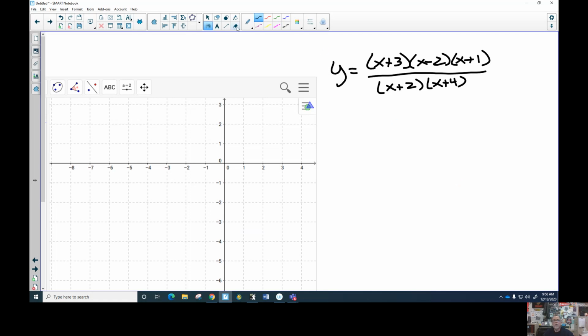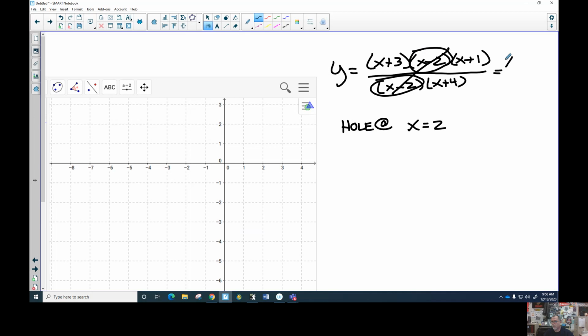I'm sorry, I did that wrong. This is x minus 2. All right. So the first thing I look at here is that we've got a shared factor top and bottom. So I know there's going to be a hole at x equals 2, whatever makes this 0. So those go away.